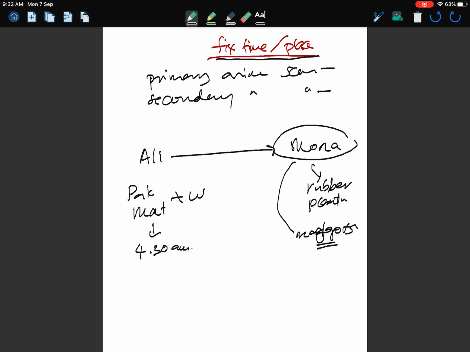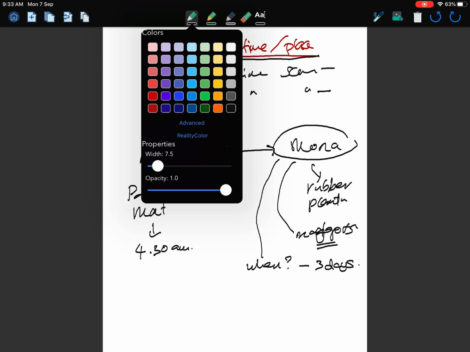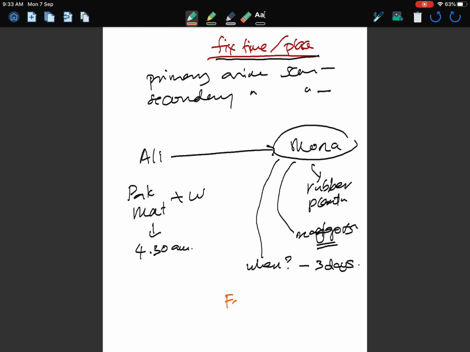Now what happened here, you are talking about evidence relevant to fixing time and place. In this situation, you need to identify the time of Mona's death. When did she die? It's very, very important, because the moment you have identified the time of Mona's death, it's going to be easier for the police to conduct the investigation. Let's say Mona died 3 days ago, meaning the police will try to identify who could be the last person seen with Mona 3 days ago. So it can help in the process of investigation.